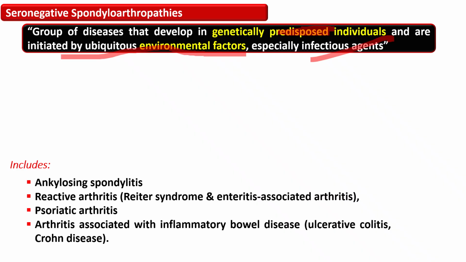Sacroiliac joint is most commonly affected. There is association with HLA-B27. Bony proliferation leads to ankylosis, and these arthropathies are frequently associated with extra-articular manifestations such as skin involvement, eye involvement, central nervous system, and cardiovascular system involvement. The entities included in the seronegative spondyloarthropathies are ankylosing spondylitis, reactive arthritis, psoriatic arthritis, and arthritis associated with inflammatory bowel disease.